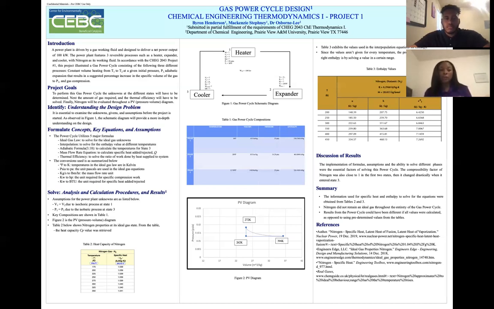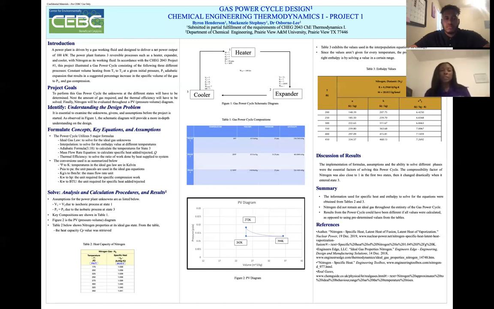The next equation was an interpolation, and we use that to solve for the enthalpies at different temperatures, and that equation was y1 plus x minus x1 times the change of y over the change of x. The next equation that we used was the adiabatic formula that was given to us from our thermodynamics textbook, 3.18. And that was used to calculate the temperature for state three. And that equation was T3 over T2 equals P3 over P2 to the power of R divided by CP.